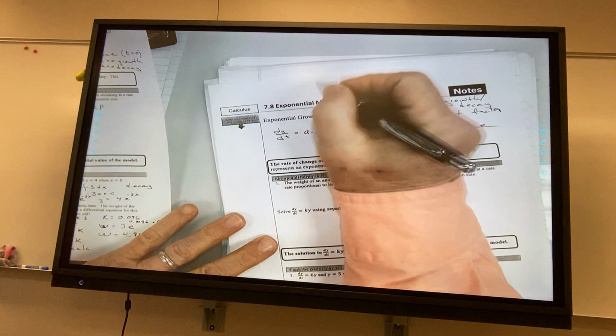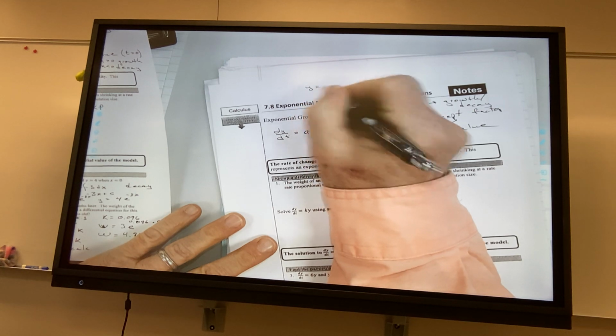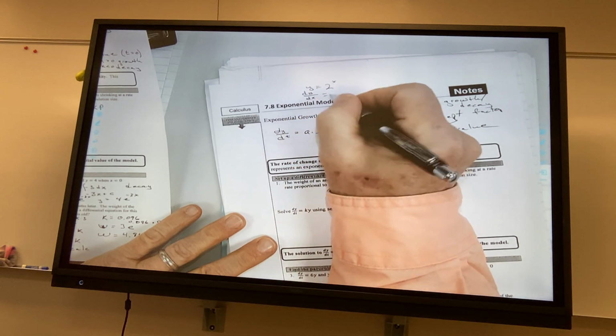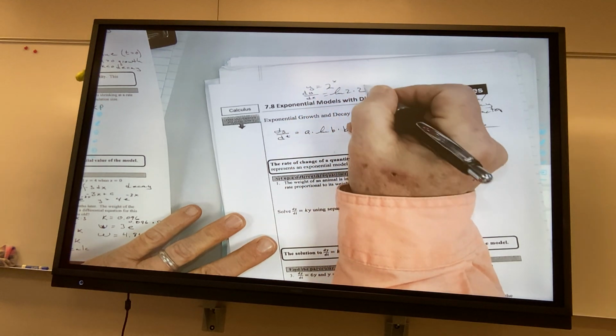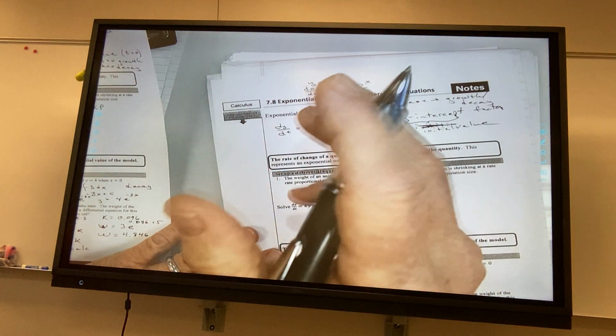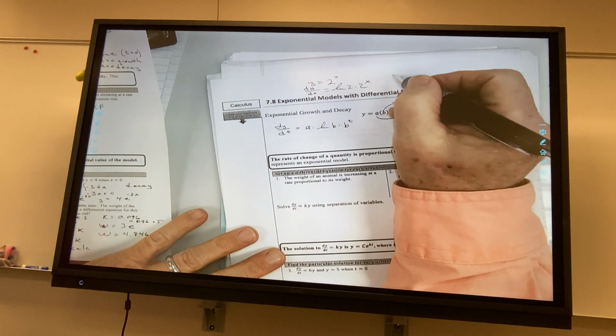In other words, if you remember this, you probably forgot, 2 to the x power, its derivative, dy dx, is equal to the ln of 2 times 2 to the x. Do you remember that derivative? Yeah. Okay. You don't? Okay, I'll even show you why.